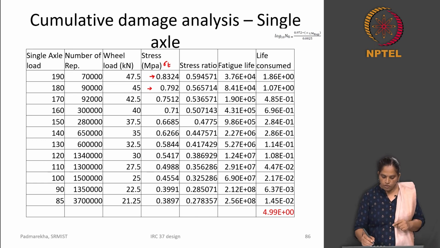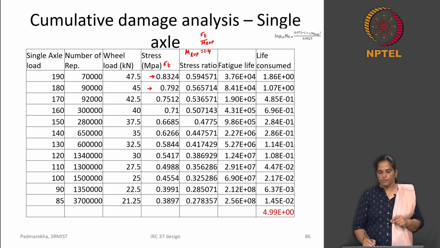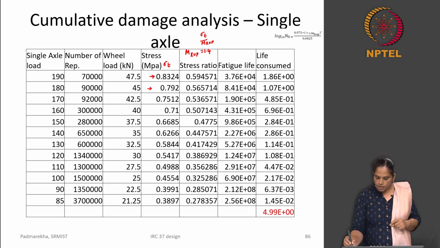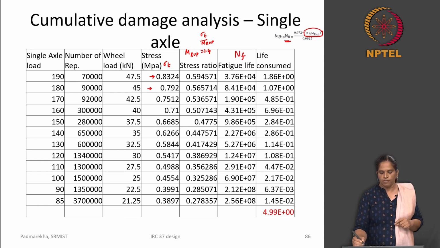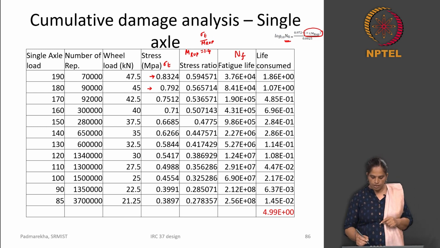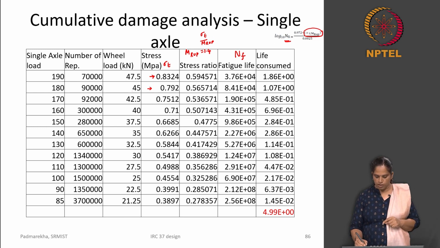Now for a modulus of rupture value MRUP of 1.4, you can compute a stress ratio, sigma t by modulus of rupture, if you know the sigma t value, and this is the stress ratio value. Now substitute the stress ratio value here in this expression, you will get the NF value. So number of repetitions for fatigue life computed for different load groups to be this.